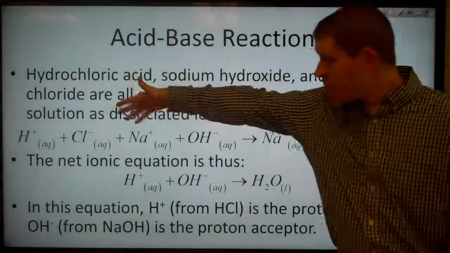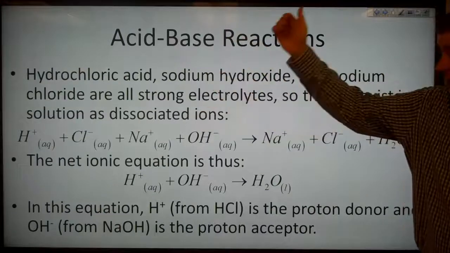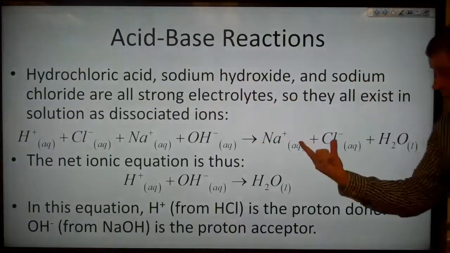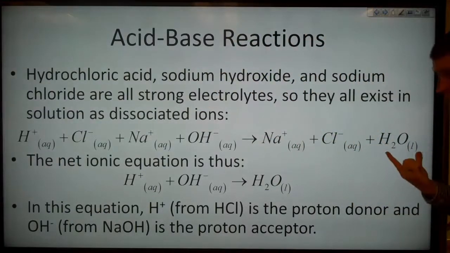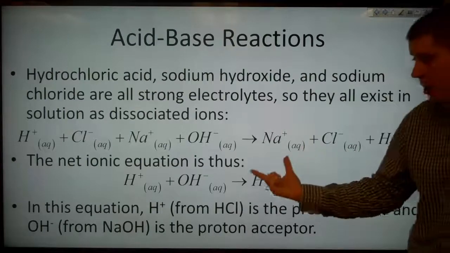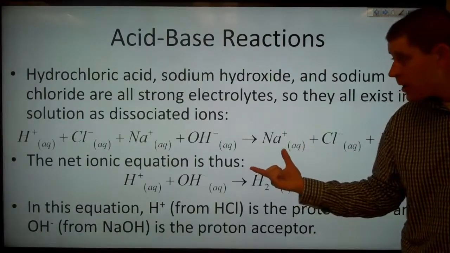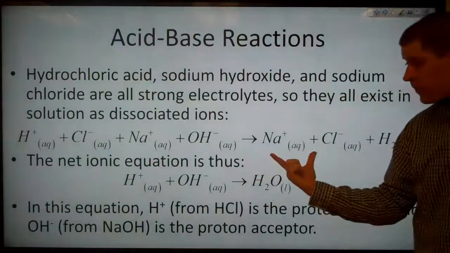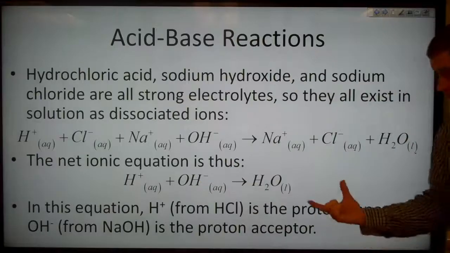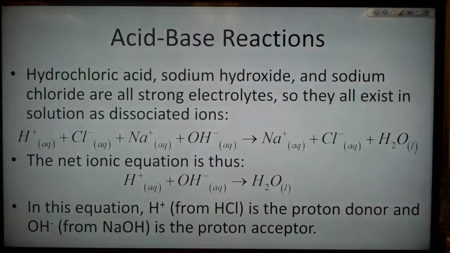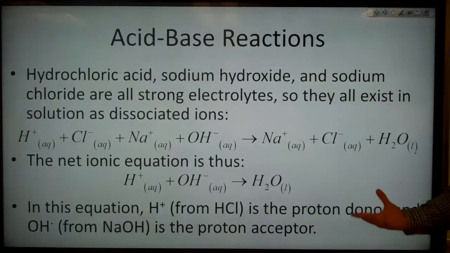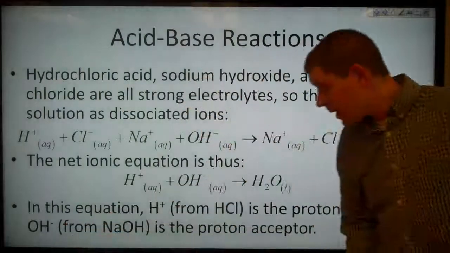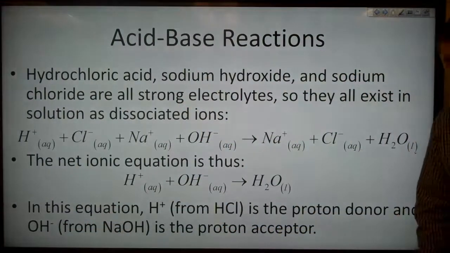So we have H plus Cl minus plus Na plus OH minus yields Na plus Cl minus plus water, H2O. Our net ionic equation then, because our sodium and chloride ions aren't doing anything, is H plus plus OH minus yields water. In this equation, the hydrogen ion is the proton donor, it's the proton, and the hydroxide, the OH minus, is the proton acceptor.